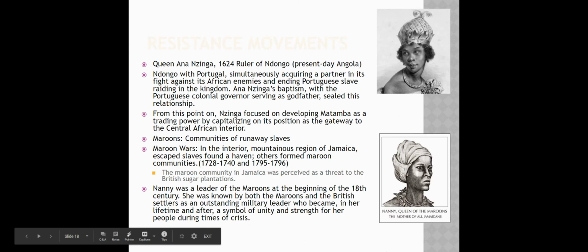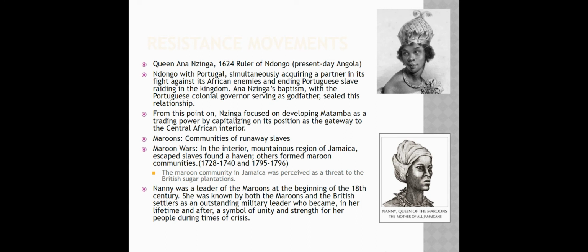So there are a few resistance movements that I would like to discuss with you. One is a very famous movement led by Queen Anna Nzinga, and she was the ruler of Ndongo, which is present-day Angola. And Anna Nzinga formed an alliance with Portugal. And in forming this alliance with Portugal, the hope was to partner and then end the Portuguese slave raiding within the kingdom. And Anna Nzinga's baptism, with actually the Portuguese colonial governor serving as her godfather, sealed the relationship.